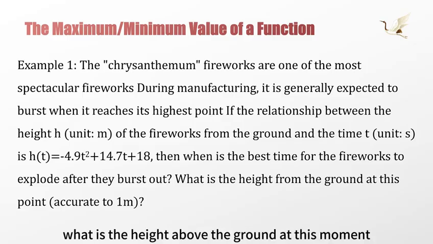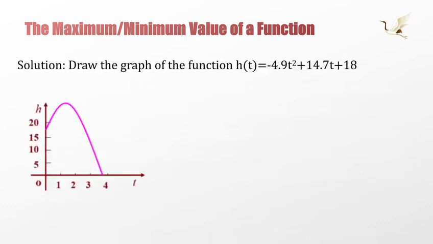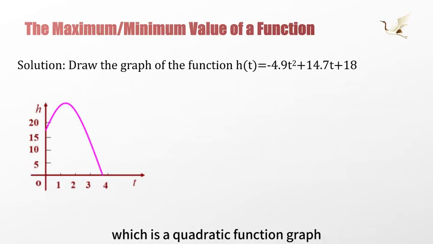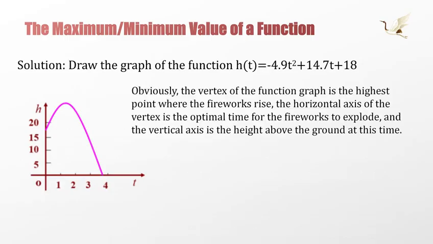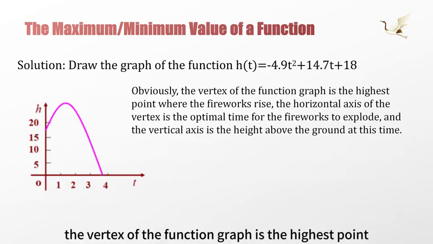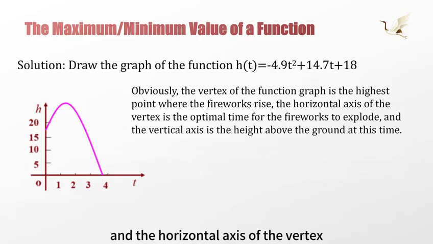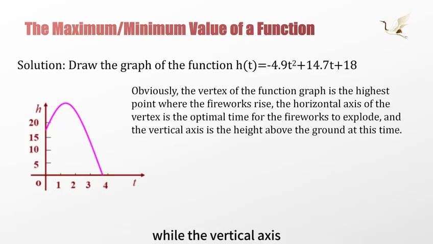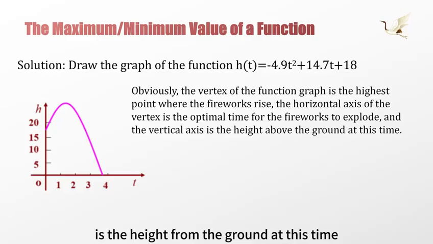What is the height above the ground at this moment? Let's take a look at this function relationship, which is a quadratic function graph and a part of a quadratic function. We can clearly see that the vertex of the function graph is the highest point where the fireworks rise, and the horizontal axis of the vertex is the optimal time for the fireworks to explode, while the vertical axis is the height from the ground at this time.